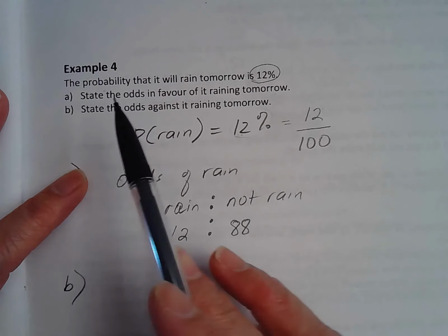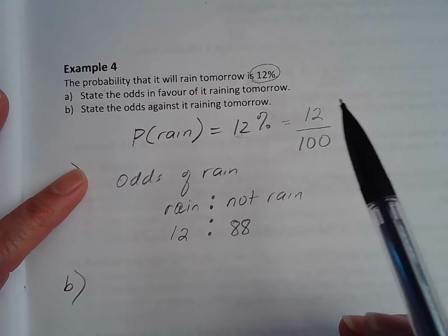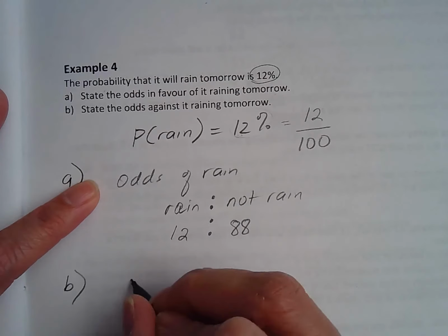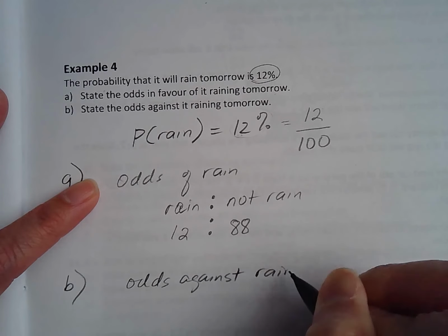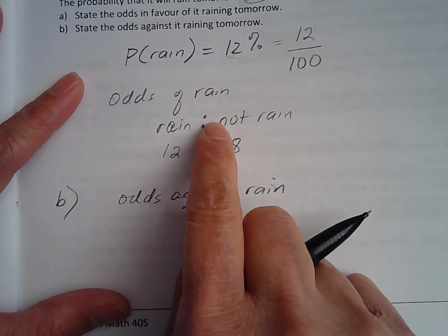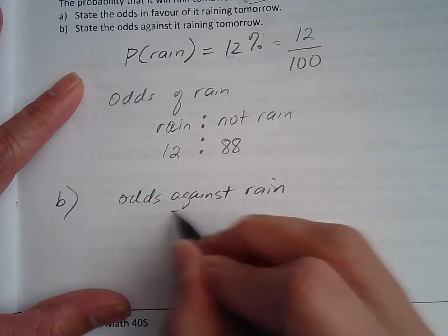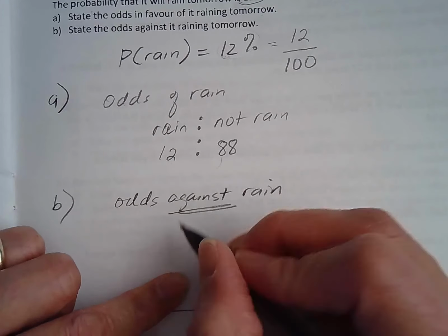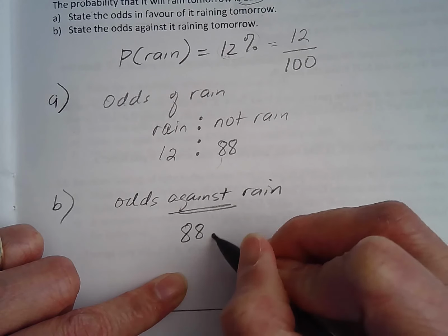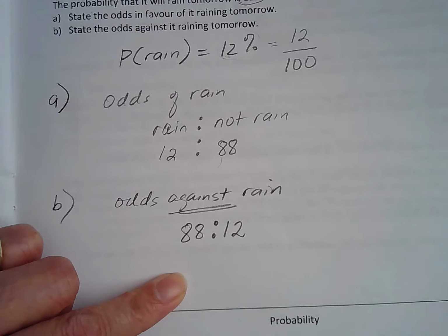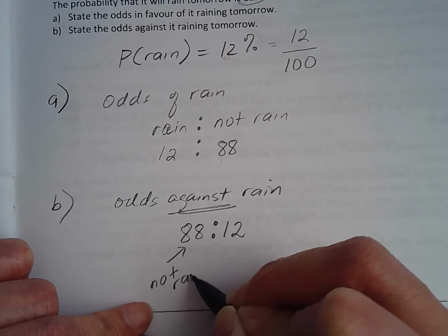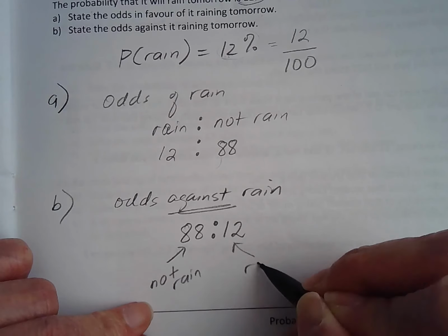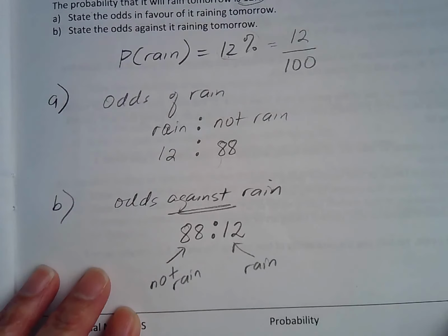And lastly, state the odds against it raining tomorrow. Odds against rain. Well, if this is the odds in favor of raining, odds against would be the switch. So it would be 88 is to 12. That becomes odds against. That means starting with not rain, and then the 12 would be raining.